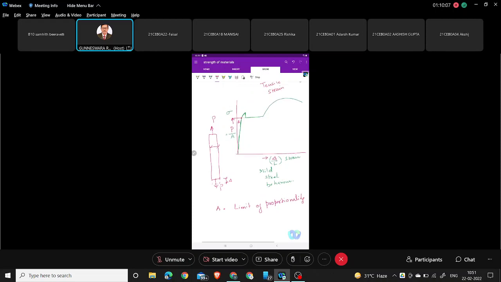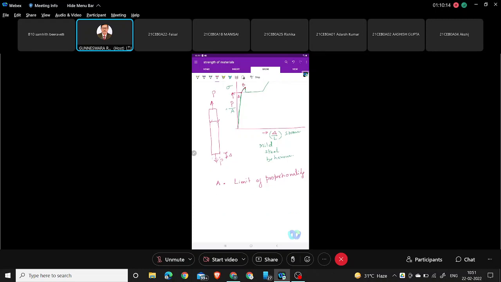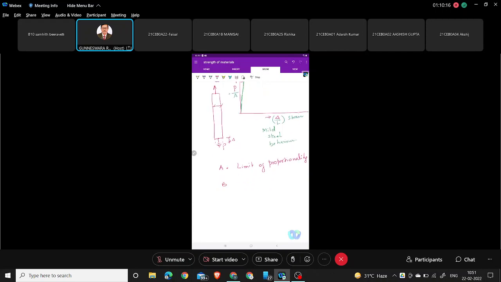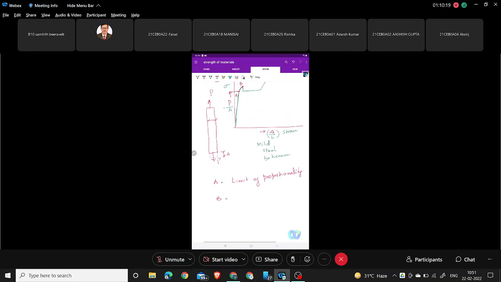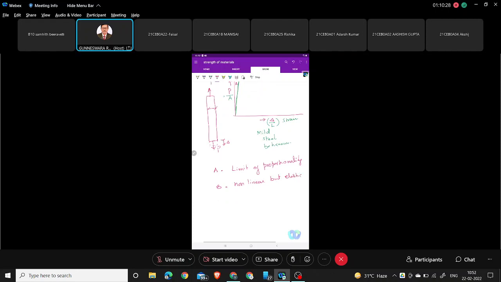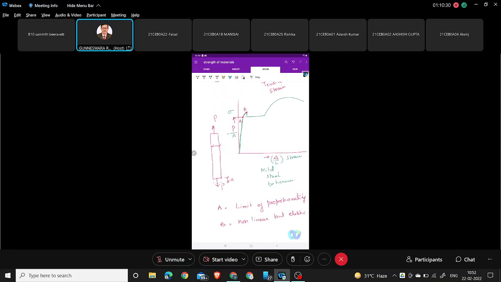Then it becomes nonlinear. Up to this point B, it is non-linear but elastic. Elastic means even if you remove the load at this point, the strain becomes zero. Then this is called the lower yield point.